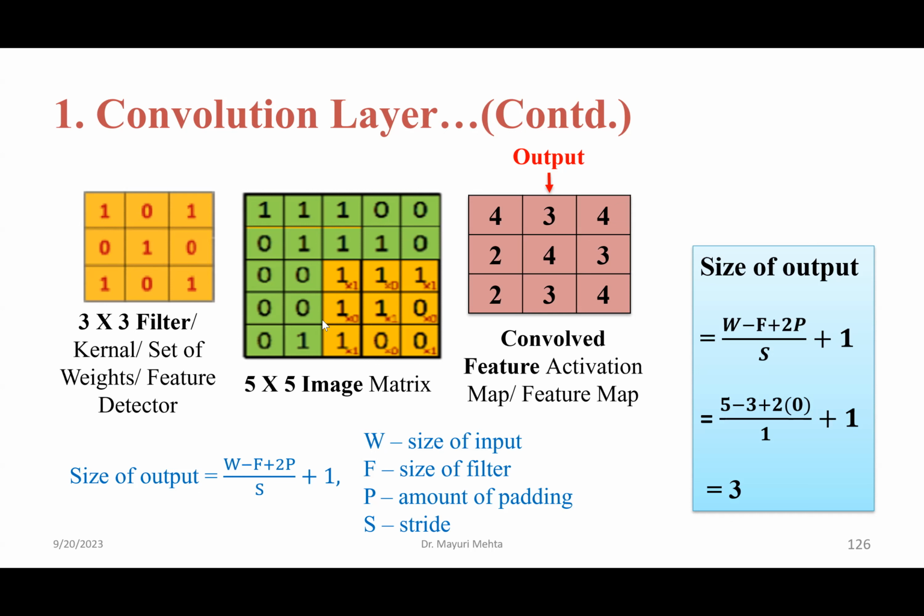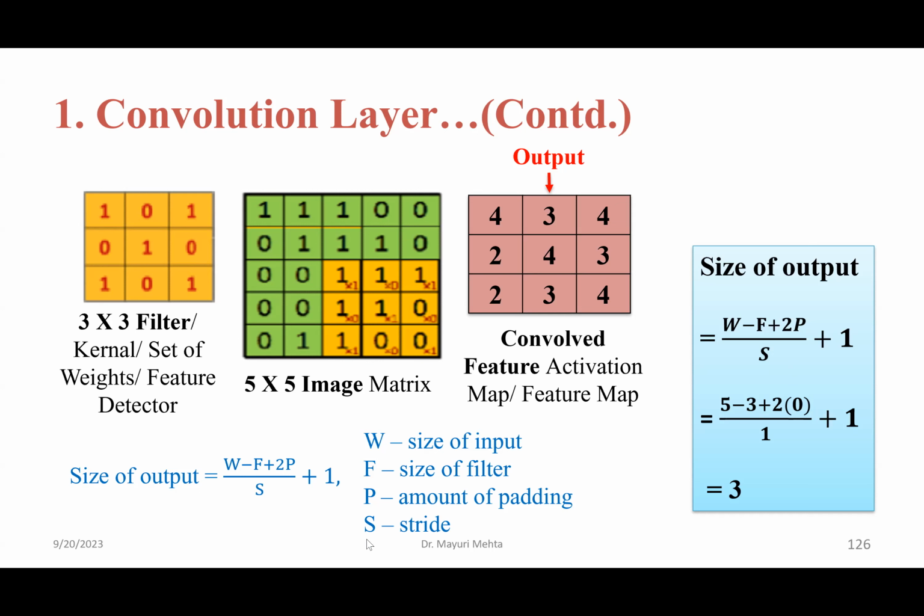What is the size of the input in our example? Are you all with me? I hope you are with me. So what is W here? W is the size of input. Okay. In our example, it is 5 cross 5. So W is 5. What is F? Size of filter. It is 3 cross 3 in our example. So here you can see that F is 3. Then P is amount of padding. I'll tell you what is padding, but in our example, padding is 0.